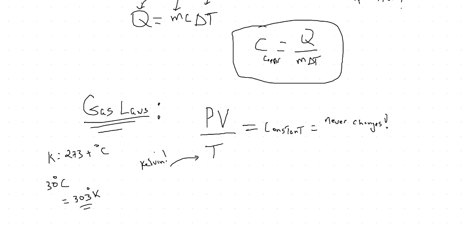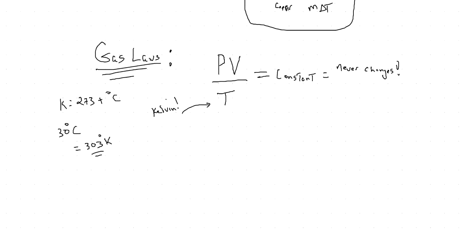Okay, now, if we change the pressure, we start with a pressure P1, a volume V1, and a temperature T1 in Kelvin, right? Then if we change the pressure to P2, the volume to V2, and the temperature to T2, we must still get the same number, because this ratio, PV over T, does not change.